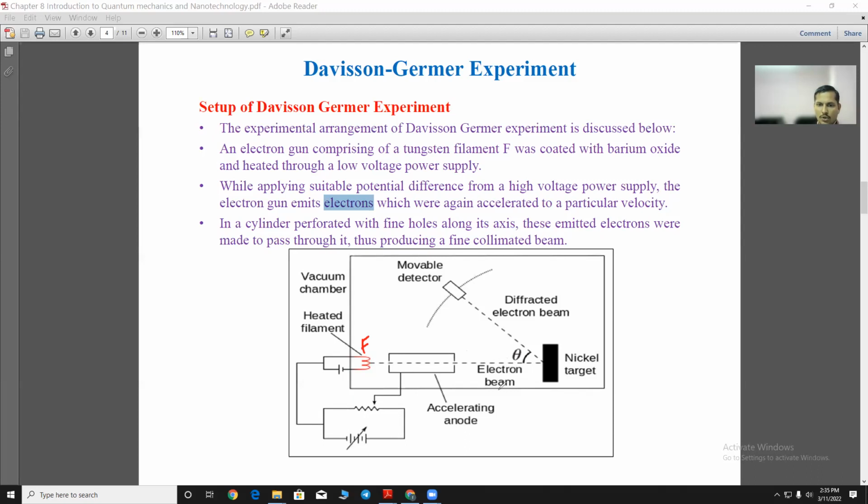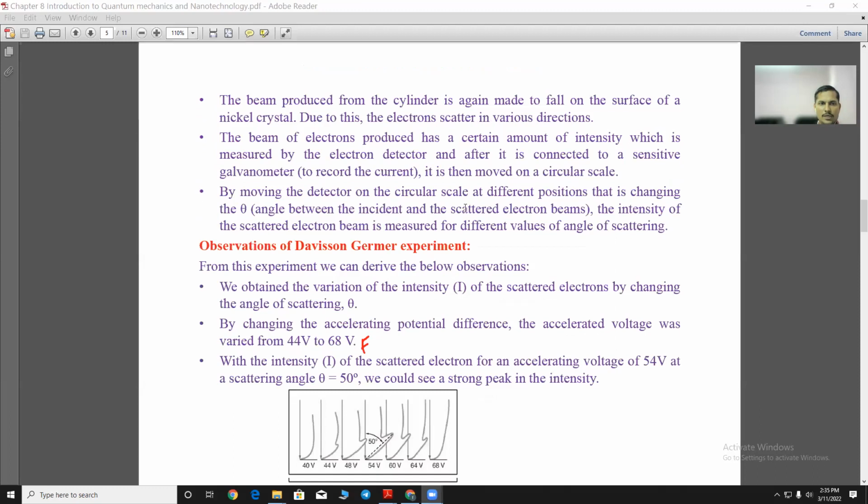This electron beam we are bombarding on the target. Here a nickel target is there. So what we are getting, that we have to discuss. We come to the figure once again.